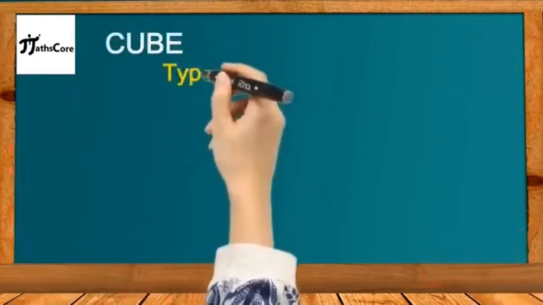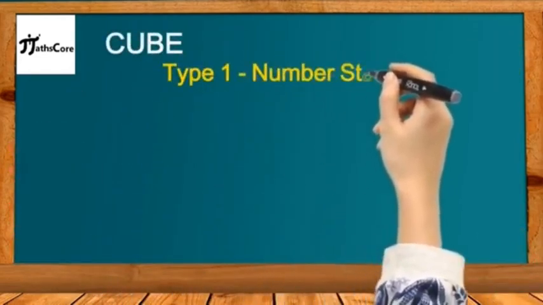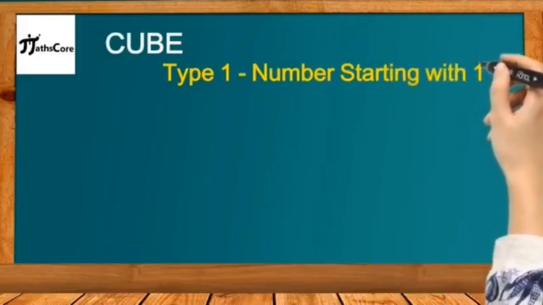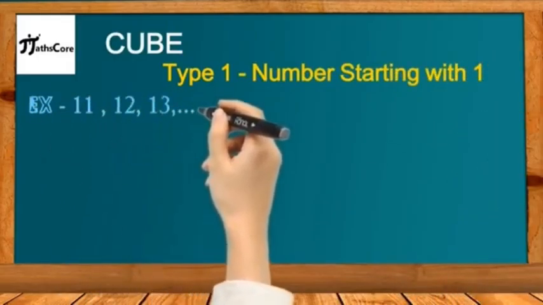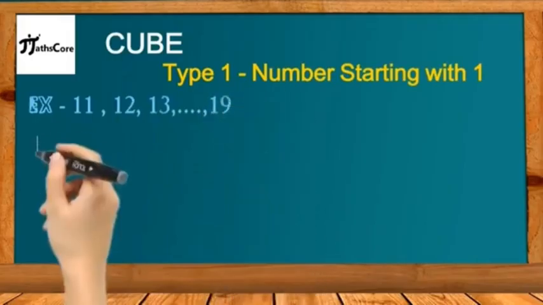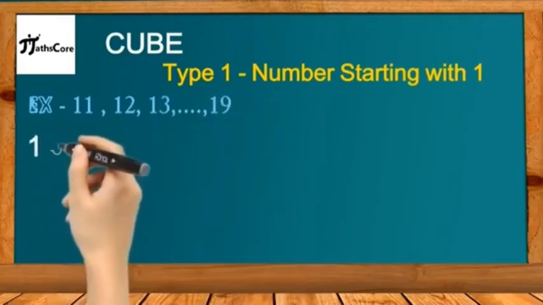Let's solve the first example on type 1, that is, numbers starting with 1. In this type, we can take examples like 11, 12, 13 up to 19. All these numbers start with 1. Let's take the example 15 cube.